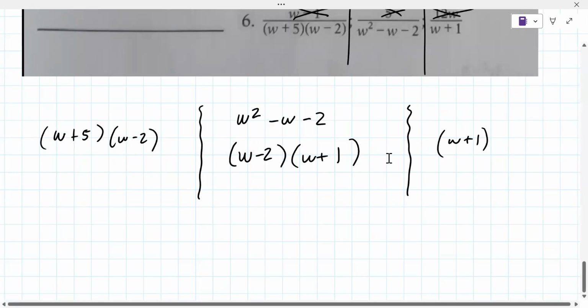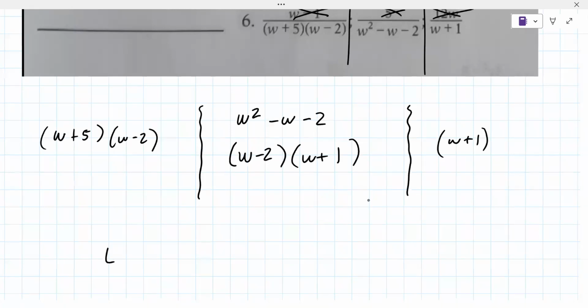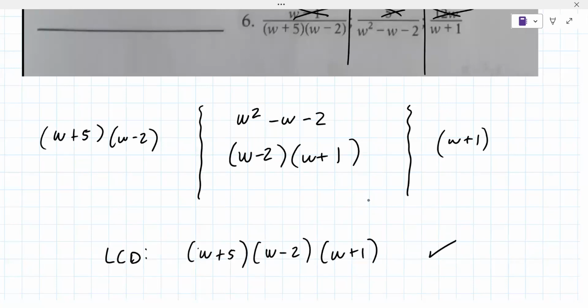But for purposes here, you're just picking, grabbing. So I want you to try just telling me what the LCD is here. I think it would be W plus 5 and then W minus 2 and then W plus 1. You got it. That is it. Circle that, and boom.